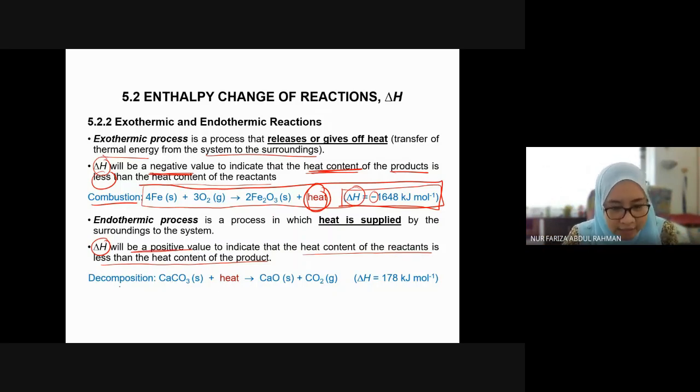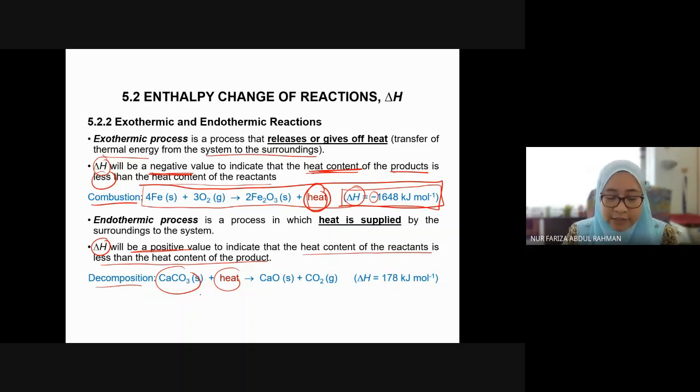Okay, alright. So look at the examples. One of the reactions that is endothermic is decomposition reaction, where the substance will decompose into a few substances or a few compounds. So calcium carbonate in solid state plus the heat, because the heat is required. So heat is one of the reactants. In order for the reaction to take place, the heat is required. If not, the reaction will not be carried out.